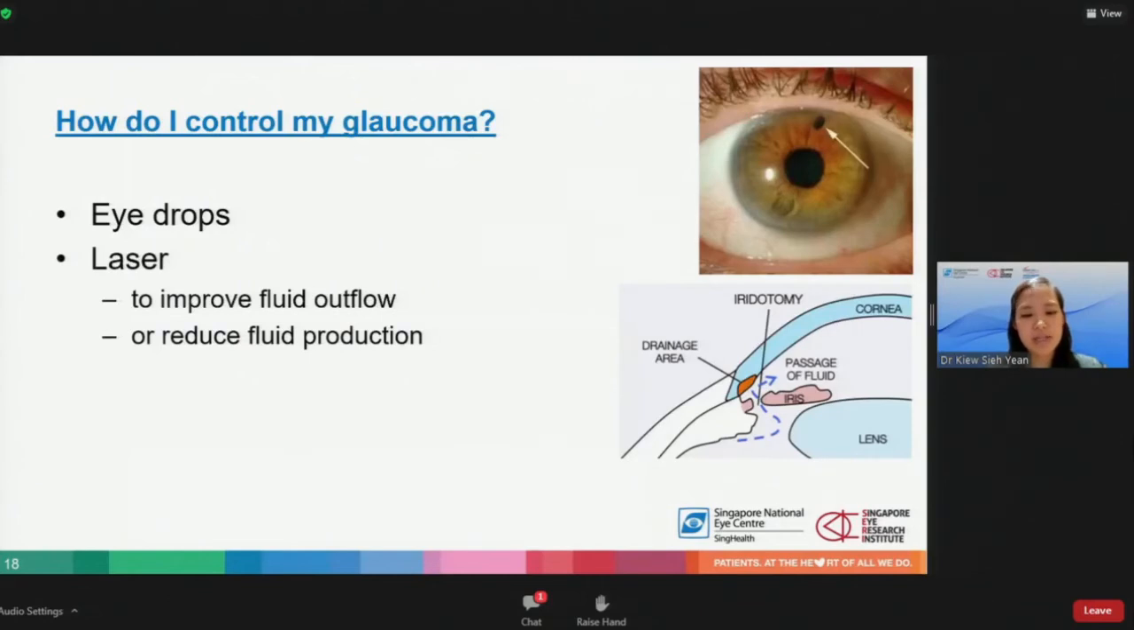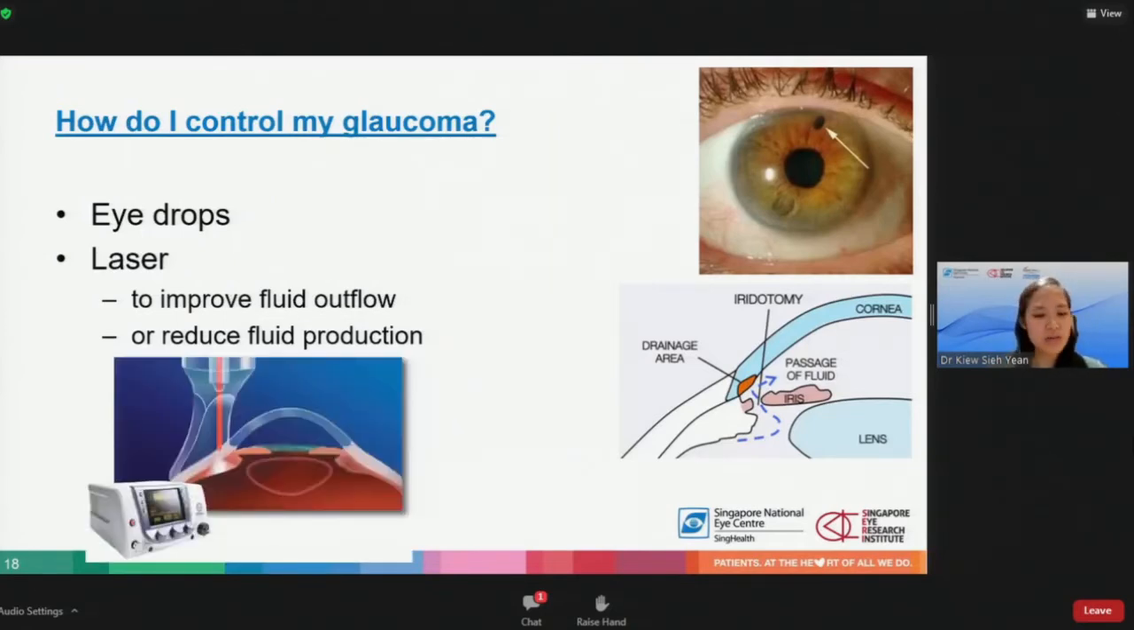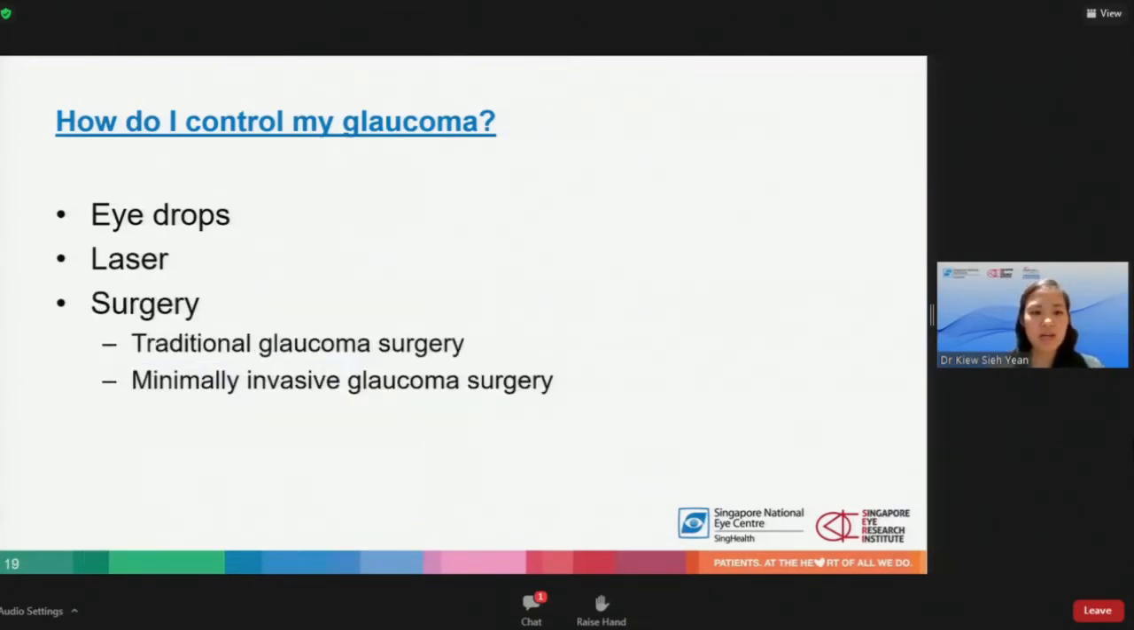Sometimes laser procedures may be carried out. These can either be done to improve fluid outflow, as in the case of laser iridotomy mentioned before, or in some cases to reduce fluid production to lower the eye pressure. If all of these fail, glaucoma surgery may be done to reduce the eye pressure further. This can take the form of traditional glaucoma surgery or minimally invasive glaucoma surgery.